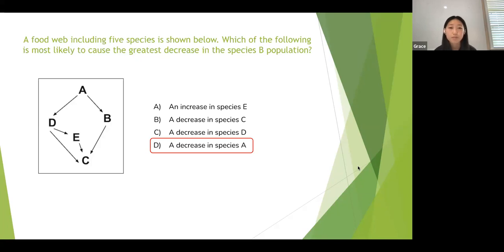So, option B is going to occur after B decreases, because now B is the food source for species C. So if A decreases, then B will decrease. And if B decreases, then C will decrease, because C is going to be eating B. All right.